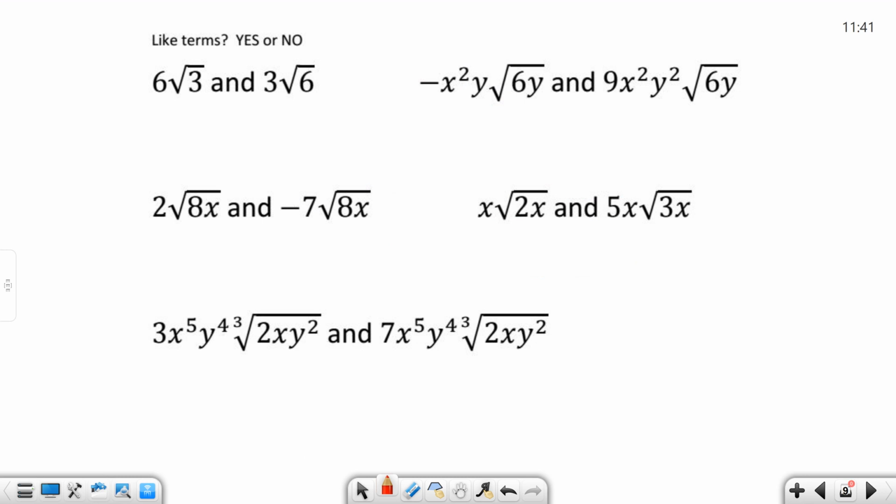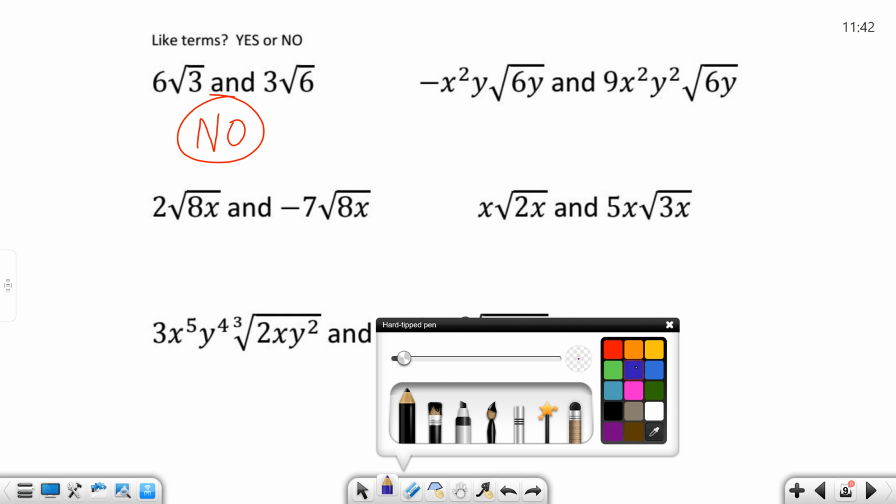First of all, we need to know, are these things like terms? We're not going to simplify these things or add or subtract them. I just want to know, are these two terms like? If they're like terms, then that means I can add or subtract them. If they're not like, then I cannot. So when I look at this, I don't have any variables, so then my radicals have to be the same. Are those the same radical? No. So are these like terms? Nope. Because those two things there are not the same, okay? Those two things there are not the same.